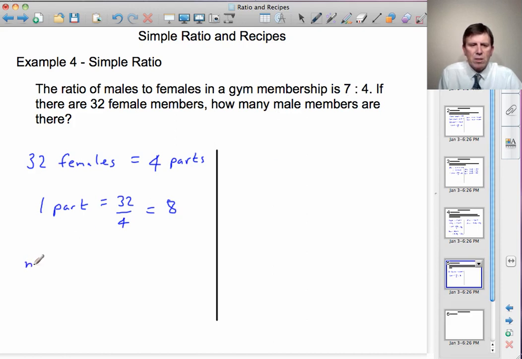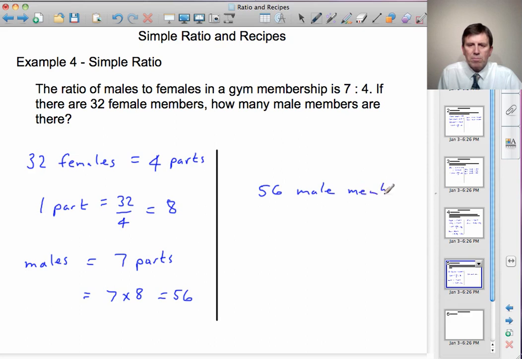So males are 7 parts of the membership. And 1 part of the membership is 8 people, so 7 times 8 is 56. So there are 56 male members of the gym. And that concludes our examples on simple ratio.